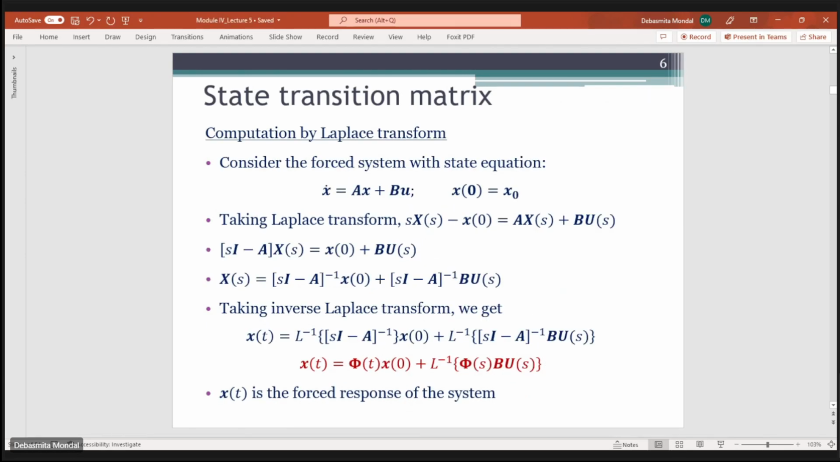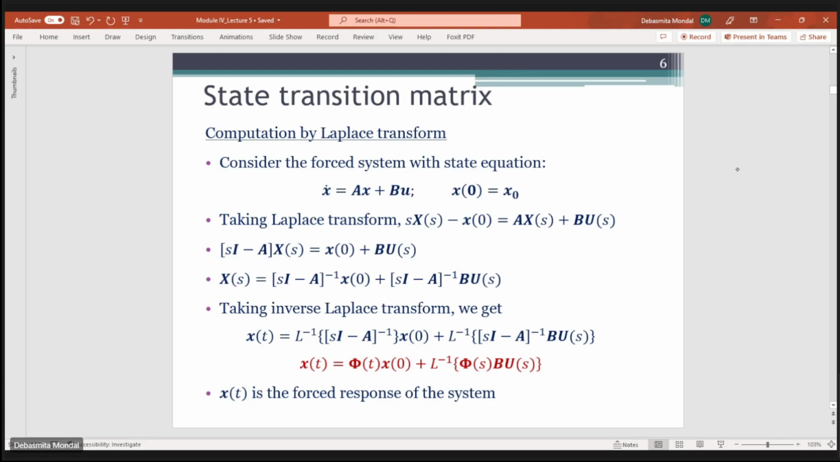Similarly, this was the case when you had an unforced system. Unforced system means the value of input to your system was equal to 0. Now if you have a forced system, the state equation will be given as x dot equals Ax plus Bu, and the initial condition is given like this.